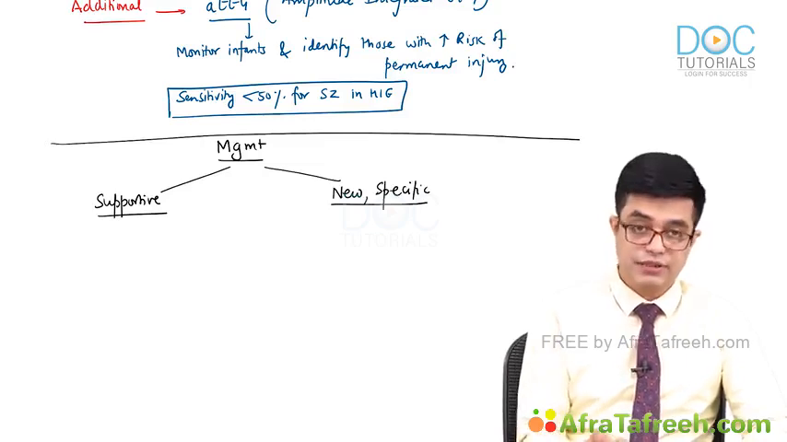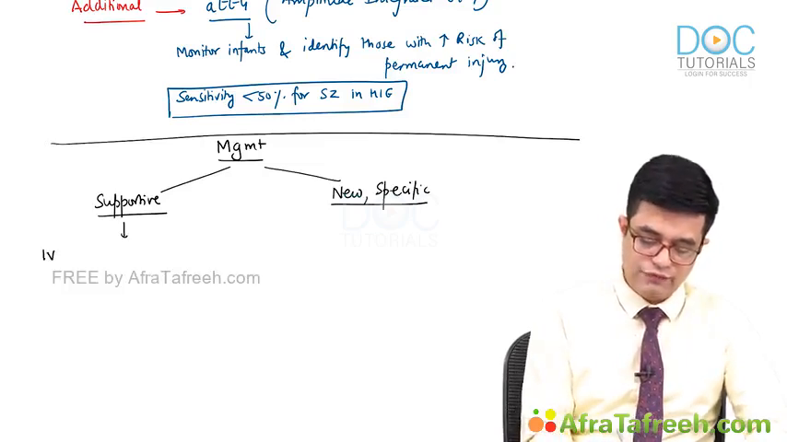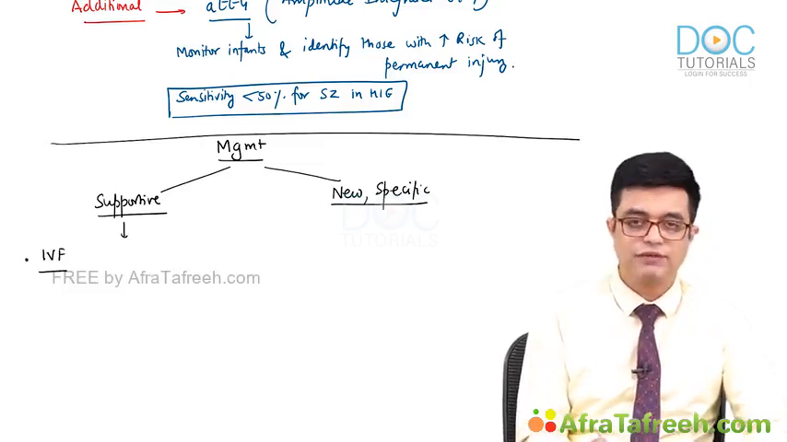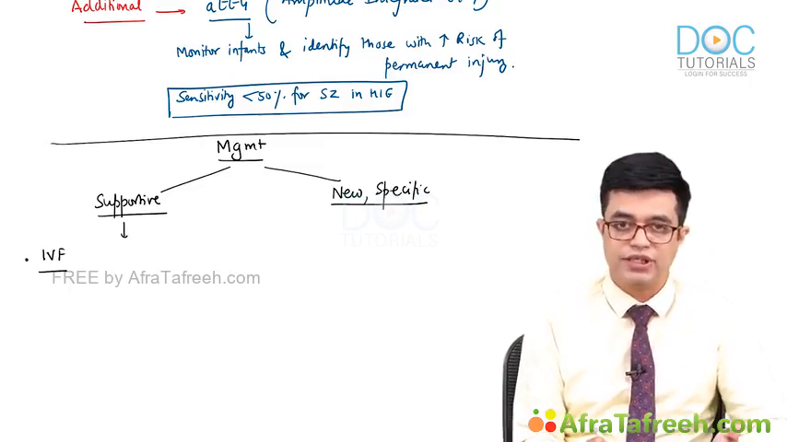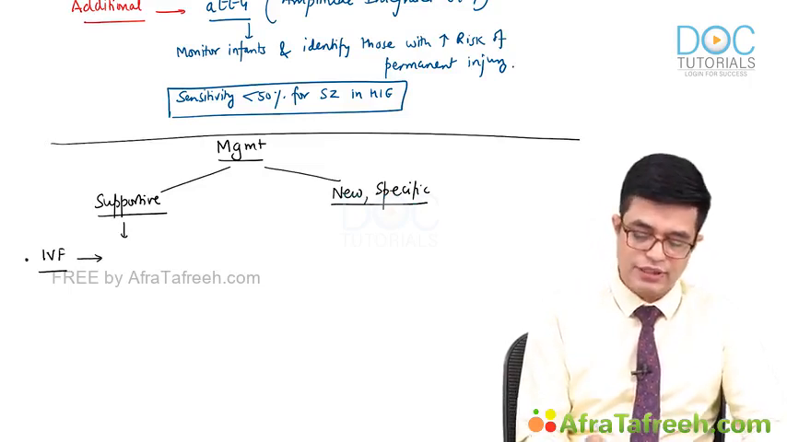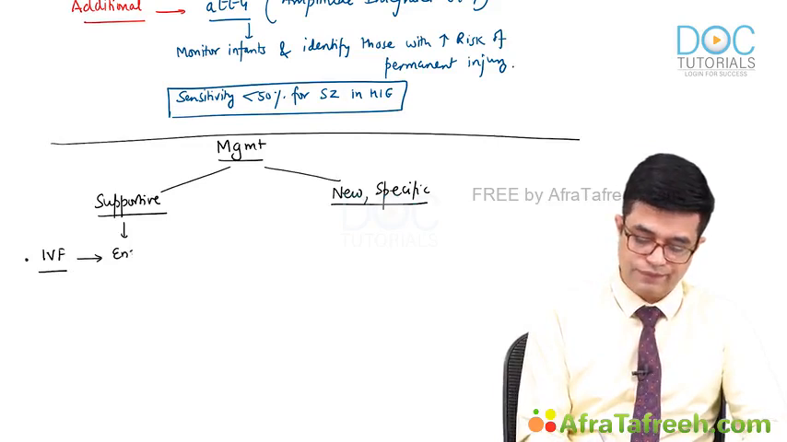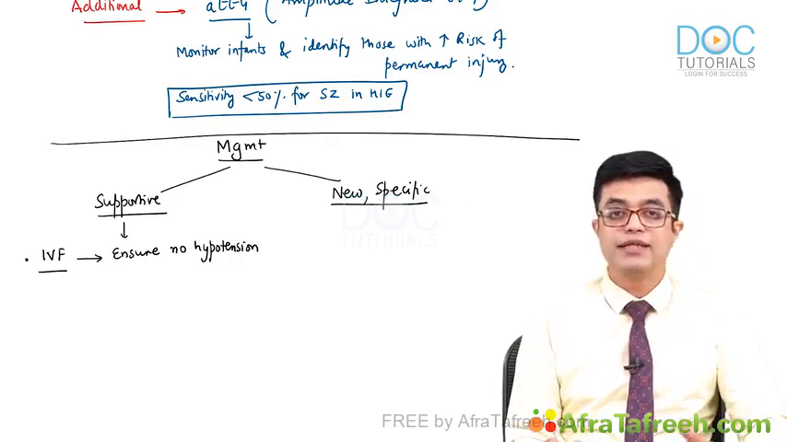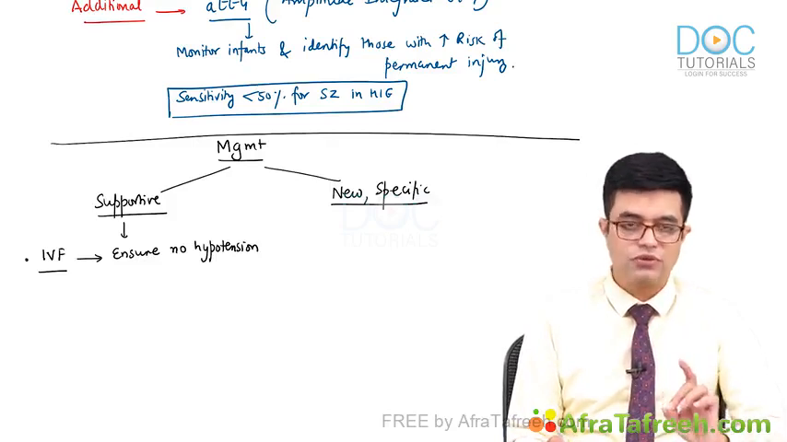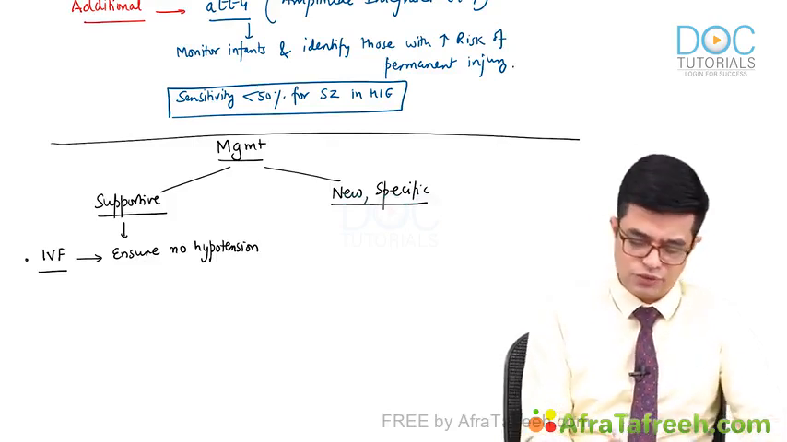So supportive therapies, first of all, you will use IV fluids for the patient. Why IV fluid? Feeding cannot be started in HIE. When you give IV fluids, you should ensure that there is no hypotension. Hypotension, that is a fall in BP, can compromise cerebral blood flow and exacerbate the brain injury. So ensure there is no hypotension. Normal maintenance fluids are used.